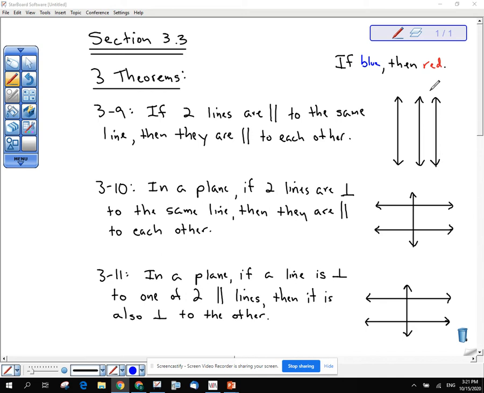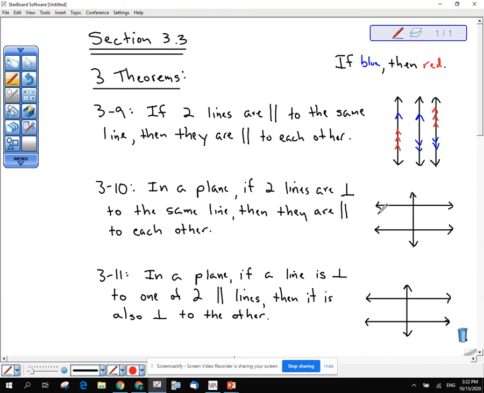And 3.9 says, if 2 lines are parallel to the same line, they are parallel to each other. So here I have 3 lines. And basically, you have a pair of parallel lines, and then you have another line that's parallel to one of them. Okay? So if blue, this is what is stated in 2 lines are parallel to the same line. This line and this line, those each are parallel to the middle line. Then red, they're parallel to each other. And I'll use 3 arrows there to show that they're parallel to each other.